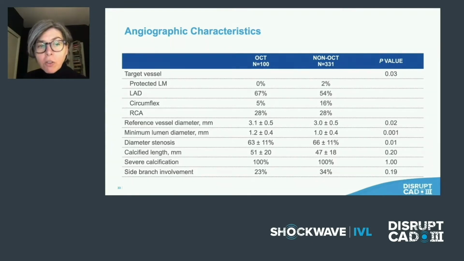You can see that the reference vessel diameter and minimal luminal diameter were both slightly larger in the OCT group, whereas the diameter of stenosis was slightly smaller. Now, the absolute values that were different between the 2 groups were very small and probably irrelevant.